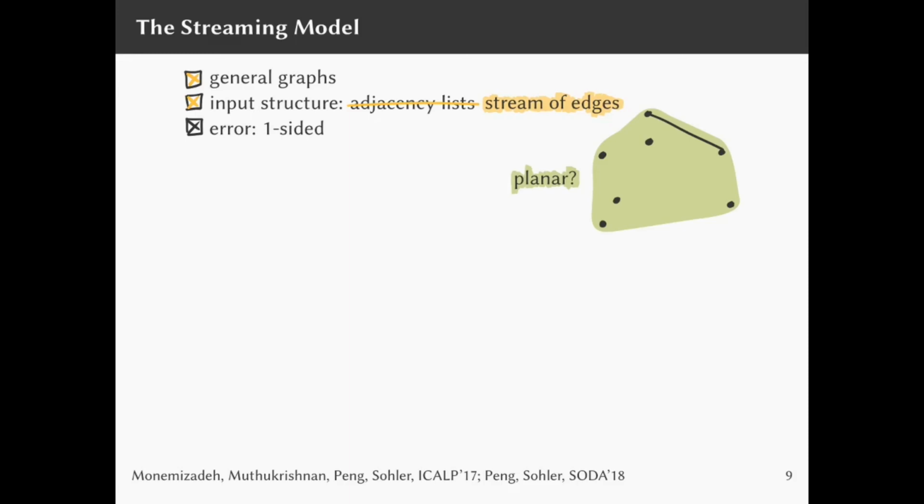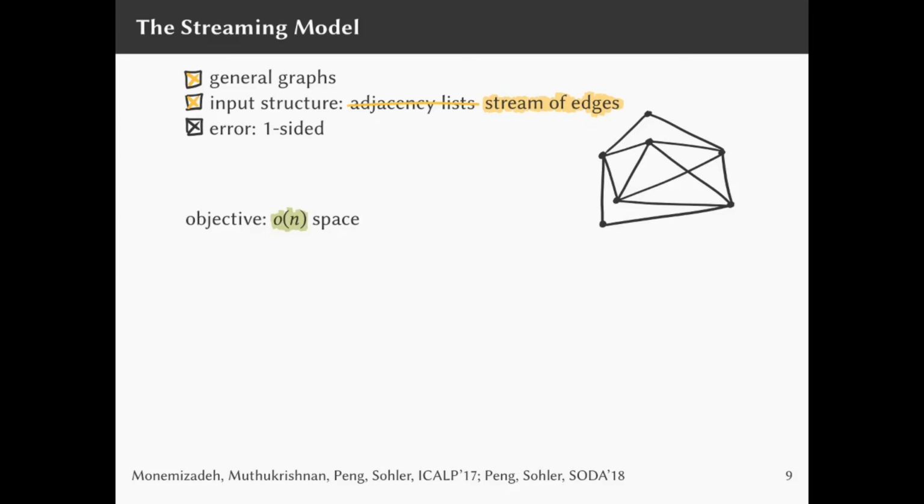Now you can take a second, you can rewind, and you can think about this, or, well, let me just tell you, this is not a planar graph. Obviously, this is an easy problem if you're allowed to store all the edges. And therefore, our objective in this model is to use less than linear space. But here's already bad news. Some problems in this model require linear space if we are considering adversarial order streams.